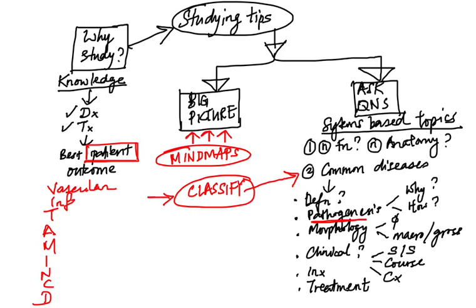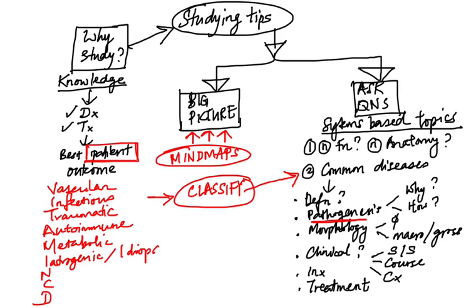I stands for infectious. T stands for traumatic or physical injury. A stands for autoimmune. M stands for metabolic. The other I stands for iatrogenic, which is caused by medical treatment or intervention, or idiopathic as well, which means that we don't actually know the cause. N stands for neoplastic, which of course refers to tumors.